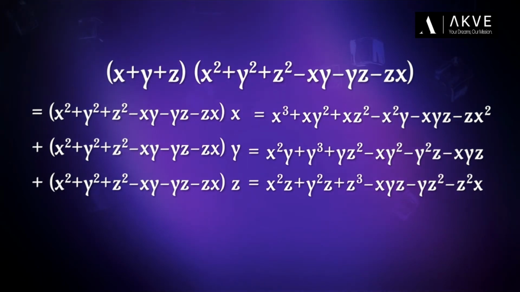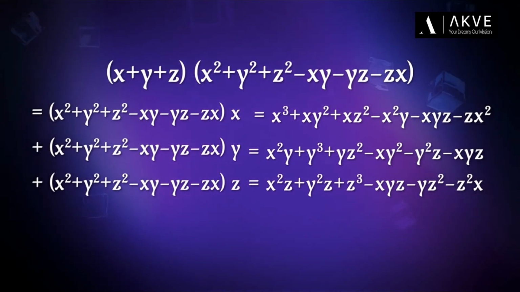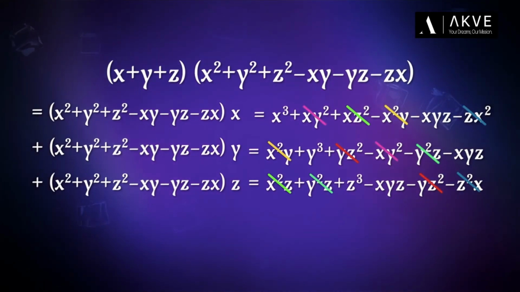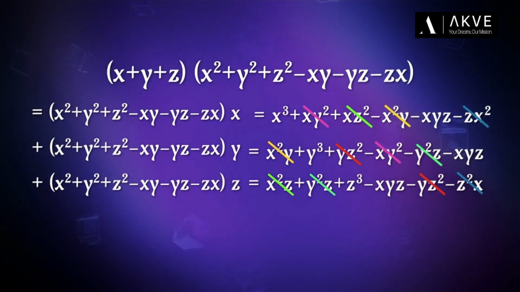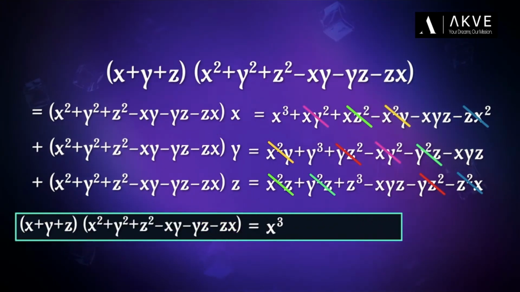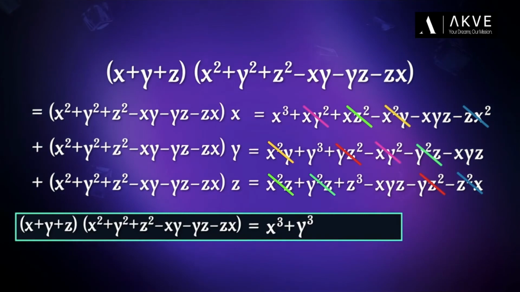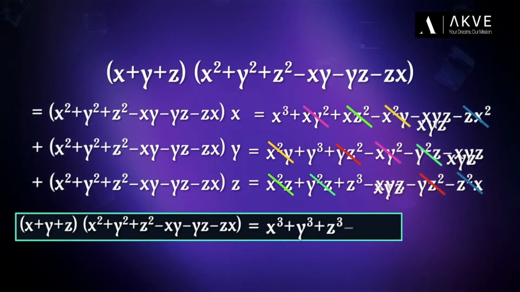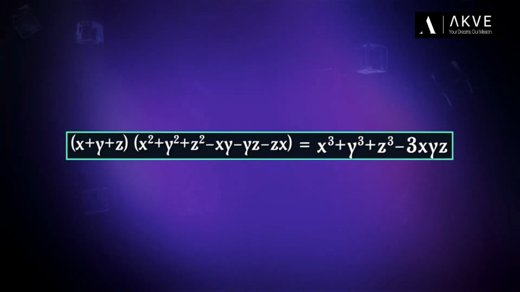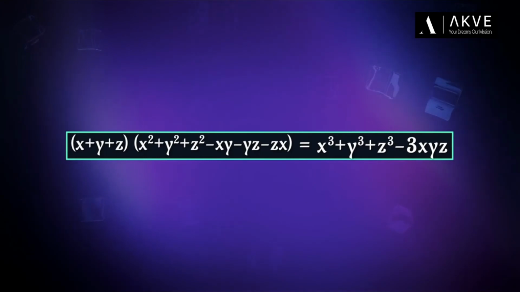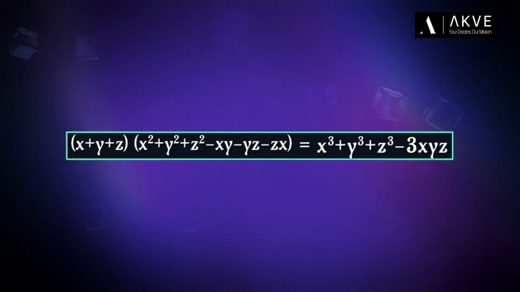It's time for addition. As we wrote each of the products one below the other, the addition will be very easy. As we can see, these 9 terms get cancelled and finally we are left with only 4 terms. So, this big expression has been reduced to x cubed plus y cubed plus z cubed minus 3xyz. So the entire product is nothing but a simple 4-term expression.